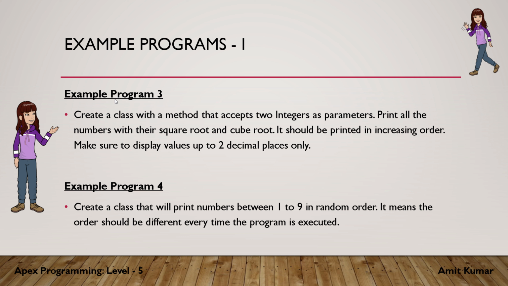It means the order should be different every time the program is executed. So we have to print numbers from 1 to 9, but it should be in random order. Like first time when we are running the program, it can be like 2, 4, 6, 3, 9. It can be in any order, and every time we run the program, the order should change. So let's create this program.